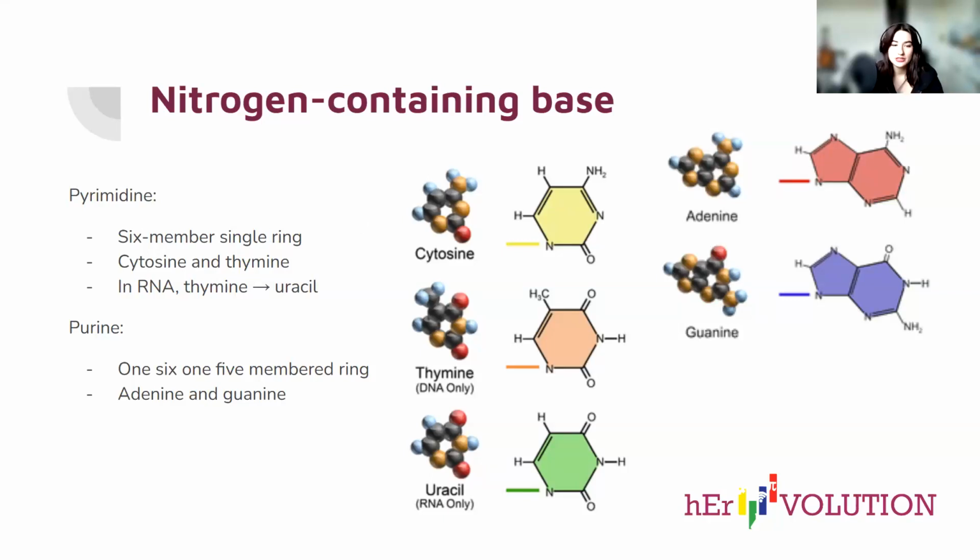So the pyrimidine would be a 6-member single ring, so it's only the 6 carbons, and it can either be thymine or cytosine. And in RNA, instead of thymine, there's uracil. And in the purines, which is the 2 rings, so it's 1 6-membered and 1 5-membered ring. And those ones are connected to the pyrimidines, and they are adenine and guanine.